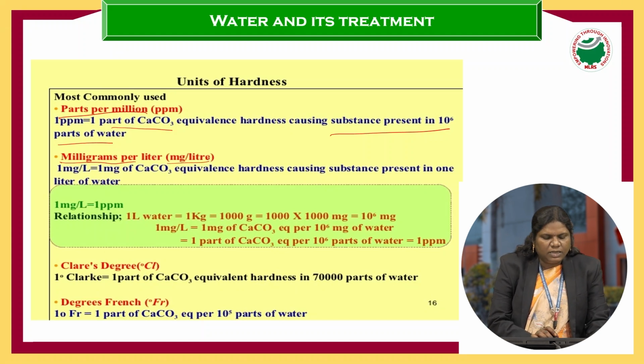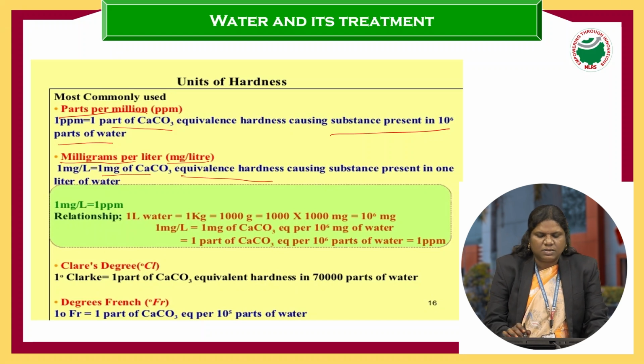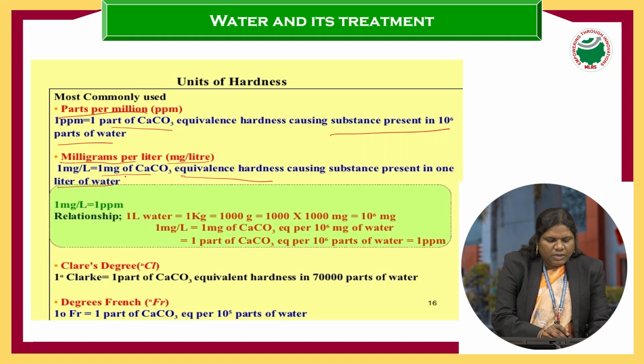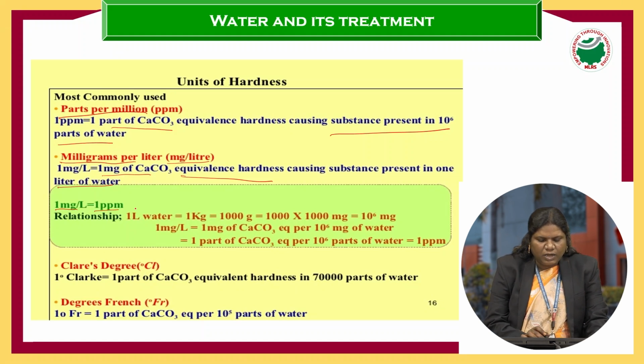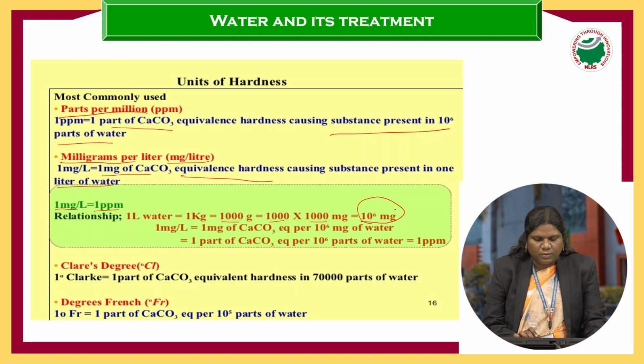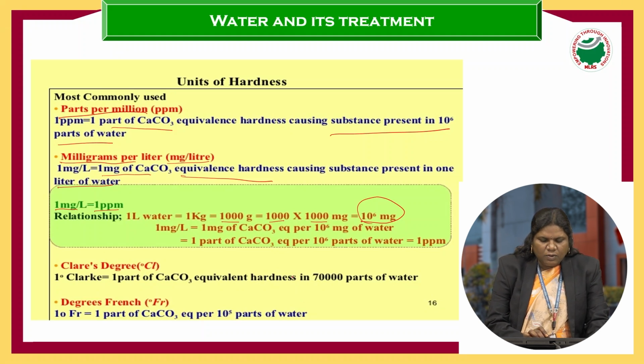1 milligram per liter equals 1 mg of calcium carbonate equivalent hardness causing substance present in 1 liter of water. The relationship between 1 mg per liter and 1 ppm: 1 liter equals 1 kg equals 1000 grams equals 1000 into 1000 milligrams, which is equal to 10 to the power of 6 milligrams. This is how 1 mg per liter equals 1 ppm.